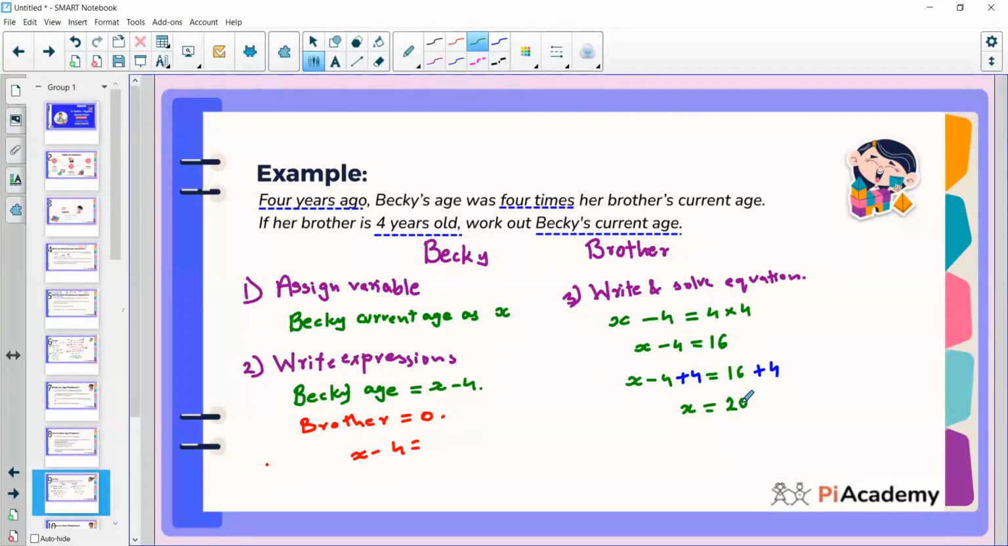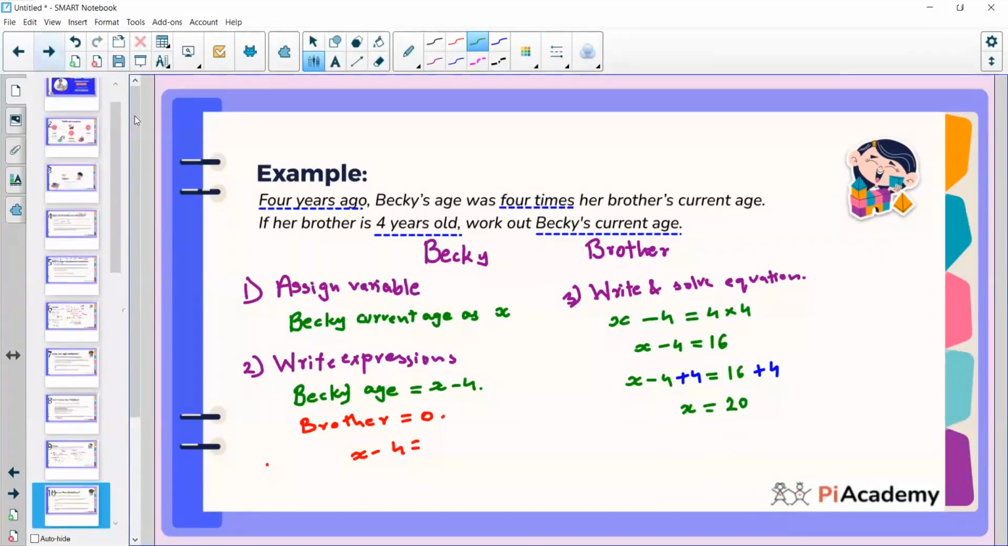All right. So here the comparison was Becky's age was compared with her brother's current age. So Becky's age in the past was compared with her brother's current age. That eventually helped us to write down this expression for Becky's age 4 years ago and then equate it to 4 times 4, which is 16. So eventually we had x minus 4 as 16, giving us x as 20. All right. So this is how you try to assign the variable, write expressions, and then solve the equation. So this was all about the age problems.